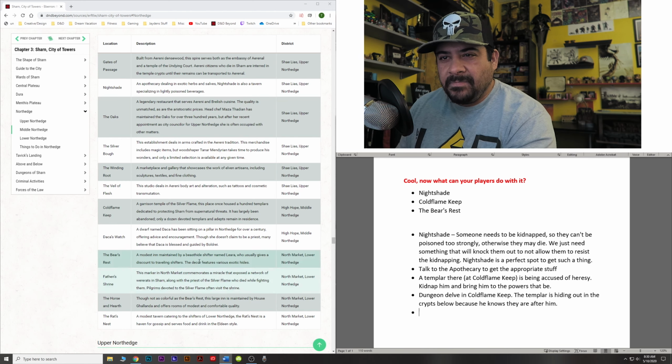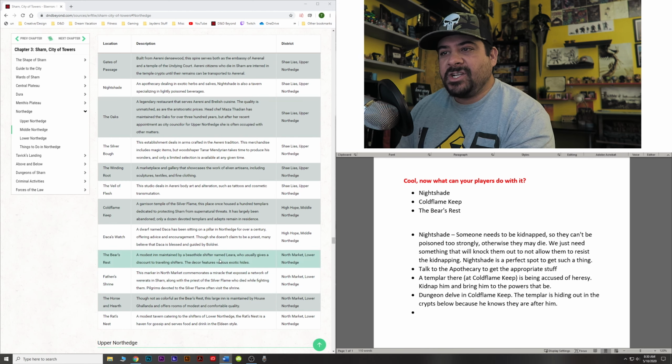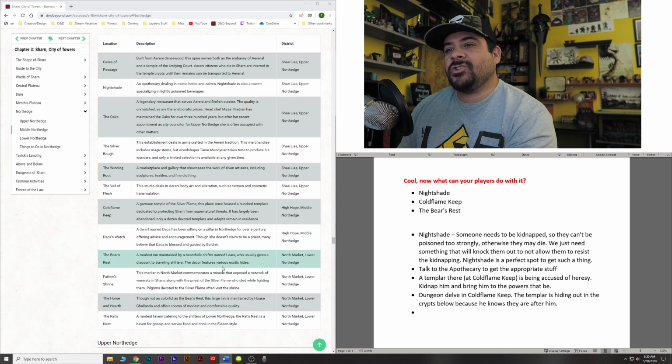Okay, Bear's Rest. A modest inn maintained by a beast-hide shifter who usually gives a discount to traveling shifters. The decor features various exotic hides. What the hell is that going to do with anything?